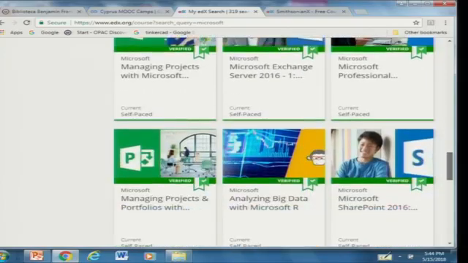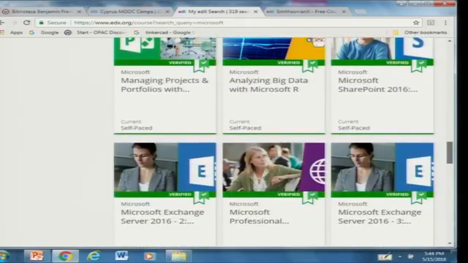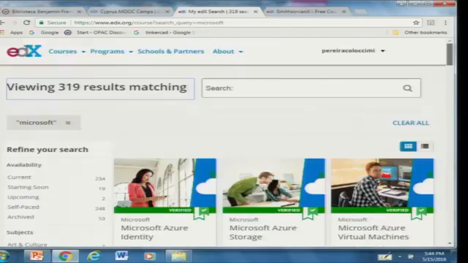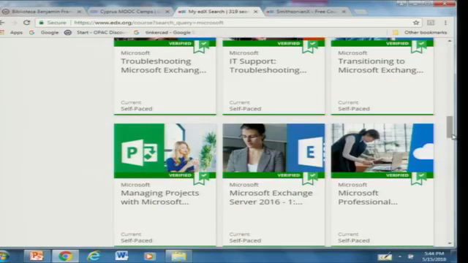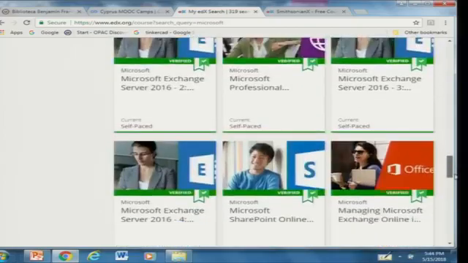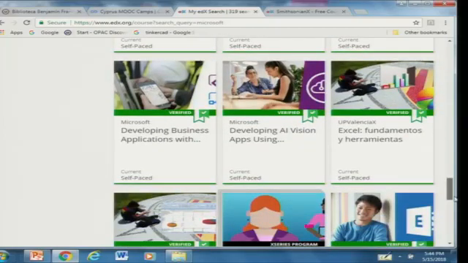Where are my websites? So there we go. Developing business applications. You even have one in Spanish, Fundamentos y Herramientas. Developing business applications, developing AI vision apps, developing.